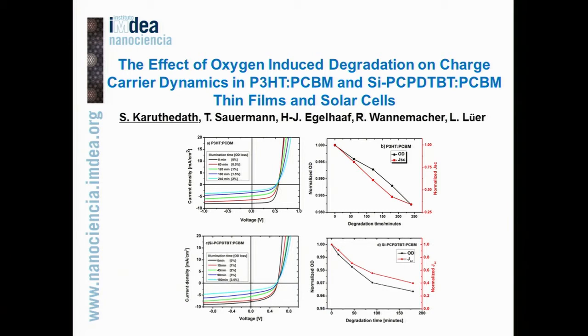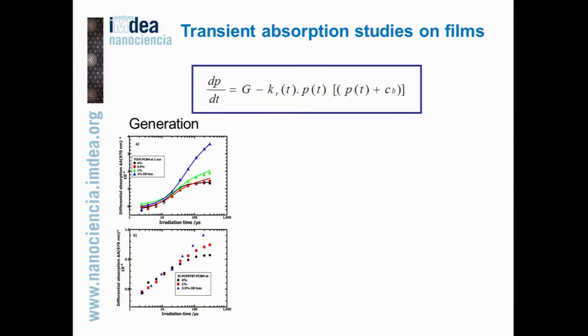So what we did was transient absorption studies. This is a kind of pump-probe measurement. We excite the device and then see the effect of excitation by using a probe pulse. We divided our results into two parts: what's happening during the generation of charge carriers and what's happening during the recombination. Since these measurements are done in films, there is no extraction because there is no electrode.